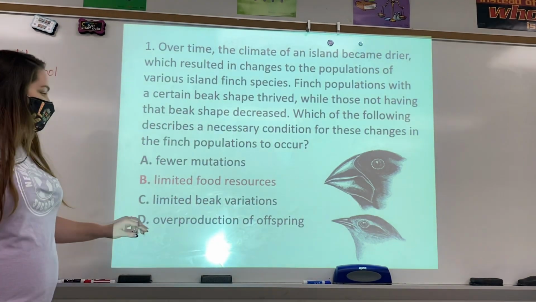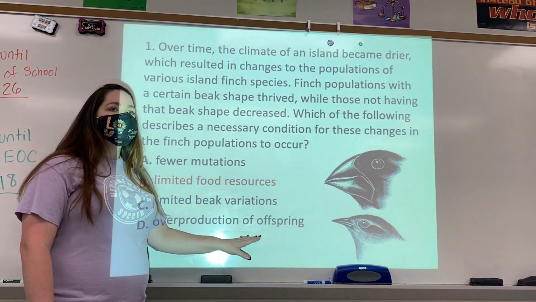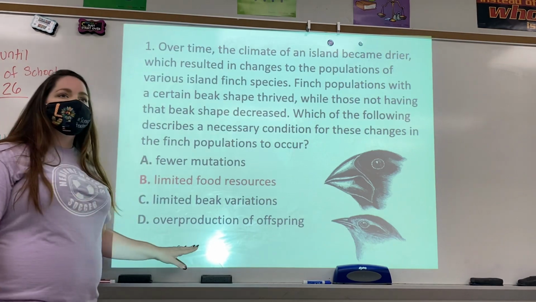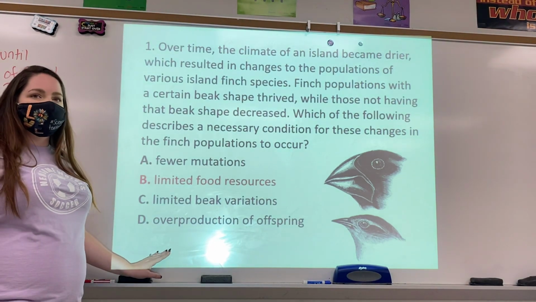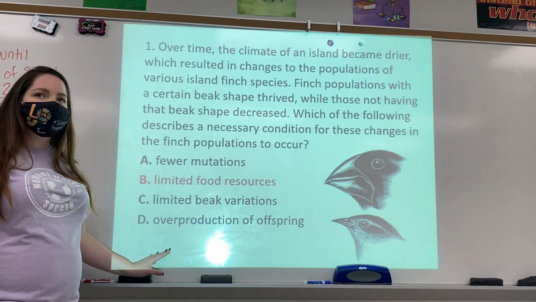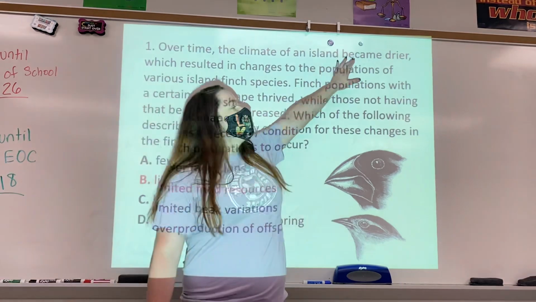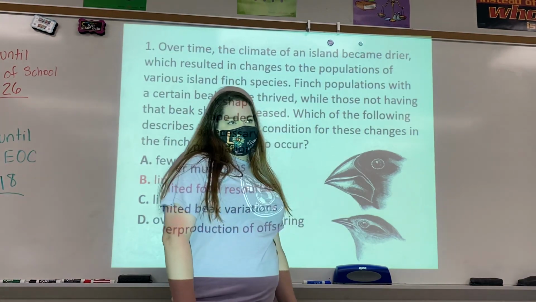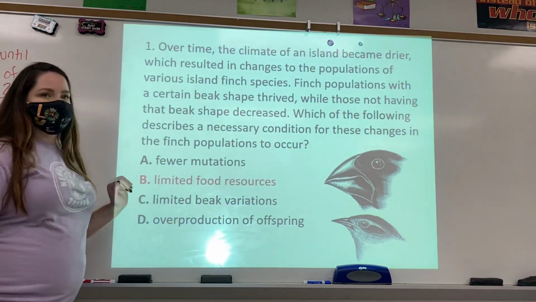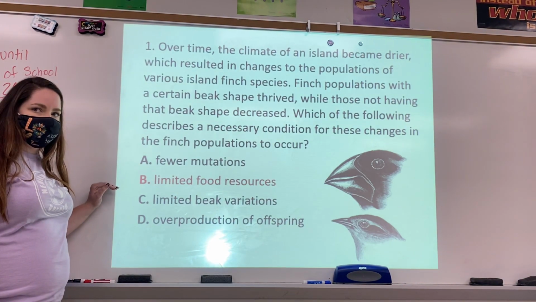And then D, overproduction of offspring. So overproduction of offspring, usually if you have this, then they're going to eat a lot more food. But is that what's happening? Is that why there's not that much food available? No, you don't have that much food available because your climate is changing. So that's why it's B. Everyone understand that? Any questions on that? Okay.